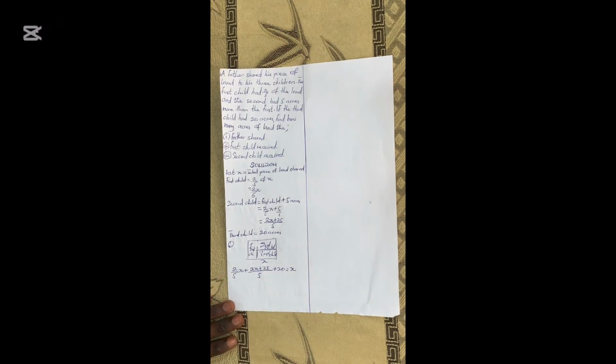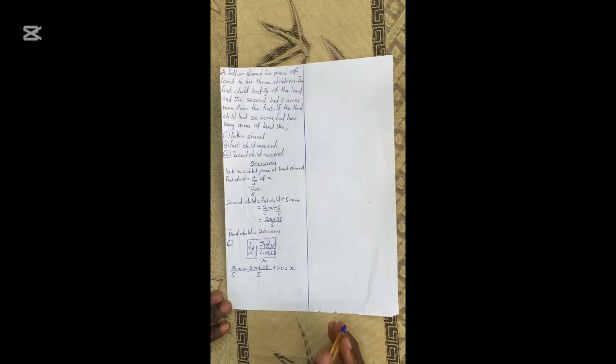So now we have an equation containing fractions. What do we do? We get rid of the fraction. How? Multiply through every term by what? The LCM. The LCM in this case is what? 5.